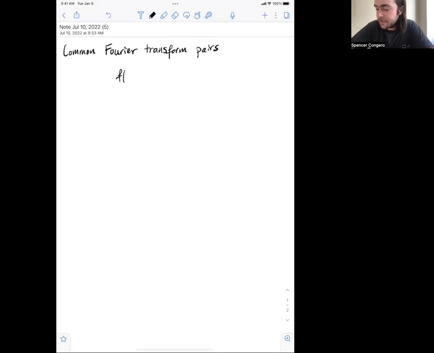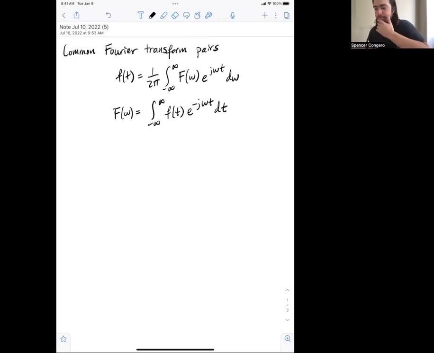So let me just remind you what the Fourier transform formulas are. We have this inverse Fourier transform, which is our way of writing f of t as a big integral of these complex exponentials multiplied by the Fourier transform at that frequency, omega. Then we have to add up, or integrate, over all of those omegas. And then we also have a formula for getting the Fourier transform itself, which is just integrating f of t times e to the negative j omega t dt.